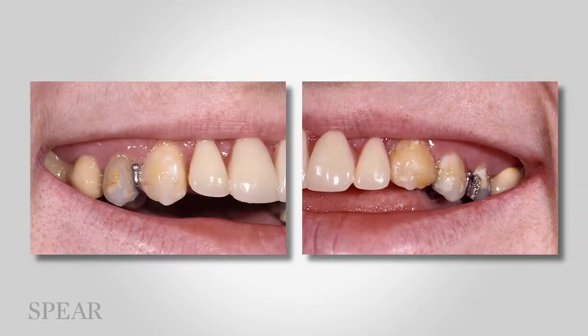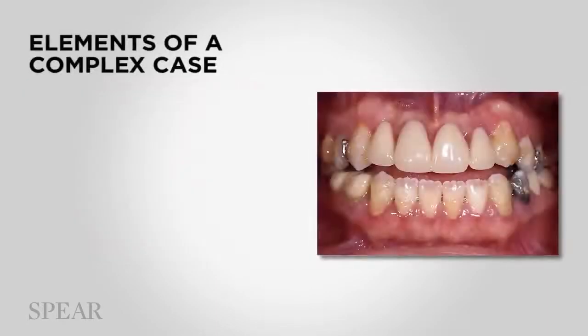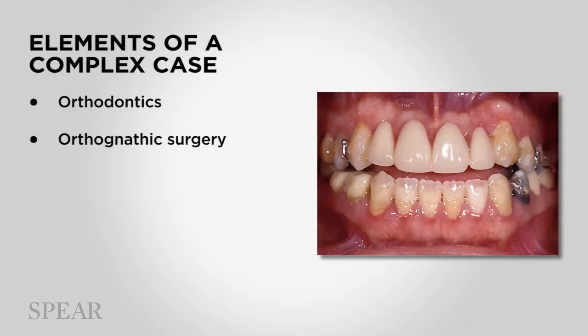So I can come up, as the restorative dentist, with what I want as a treatment plan. But this is a complex case. This is going to involve ortho. This is going to involve probably orthognathic surgery. Who knows, it may involve some elective endos.